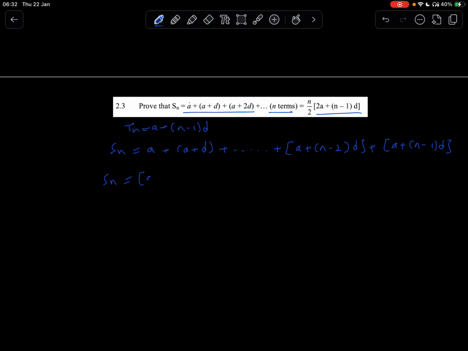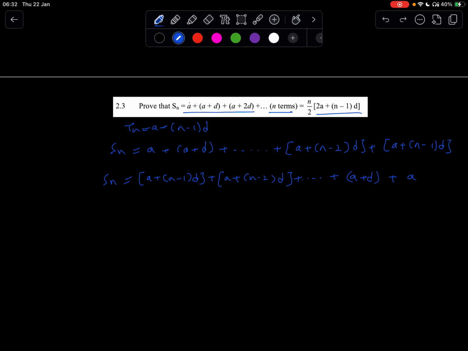We start with the last term, and then the second last term. We will continue like this, and then the second term, and then finally the first term. So we add these two equations together. This will be equation 1, equation 2. We add equation 1 and equation 2 together to get the result.